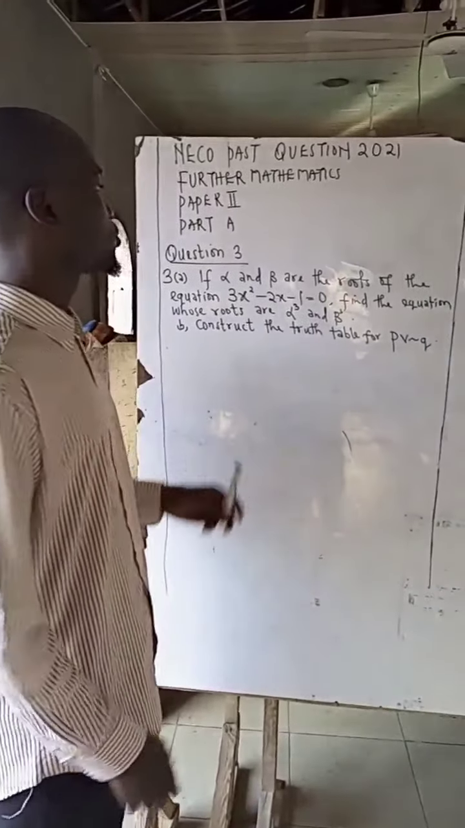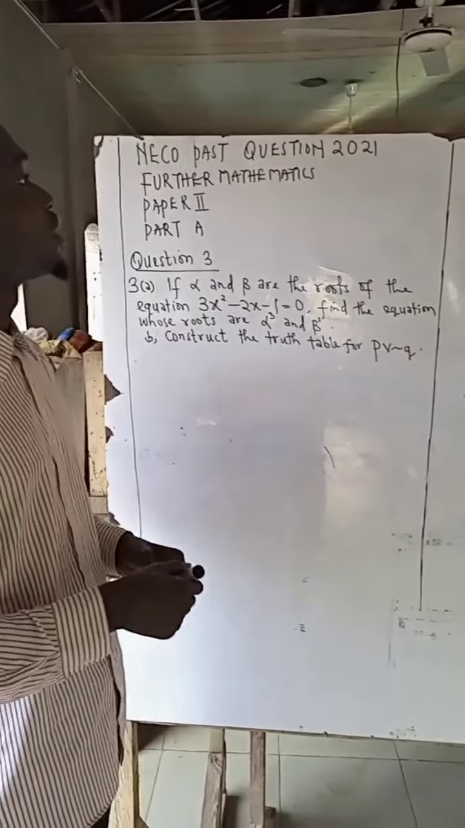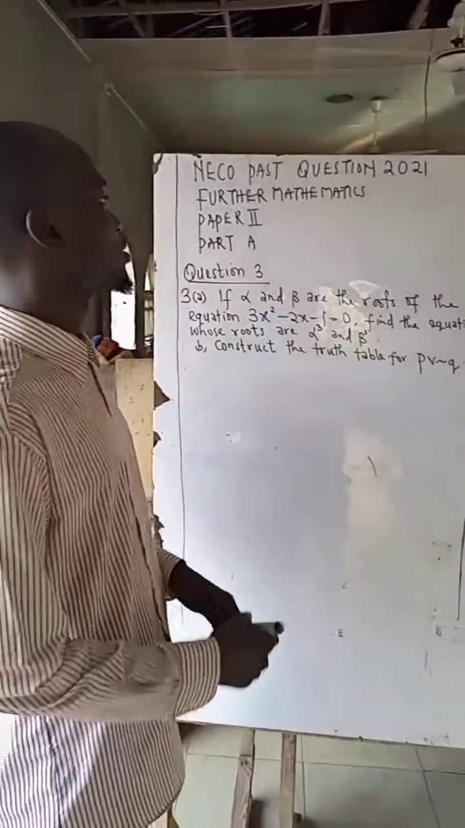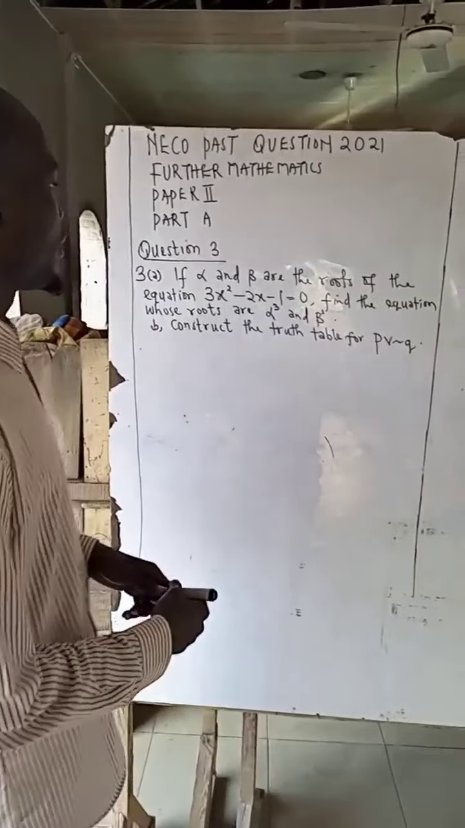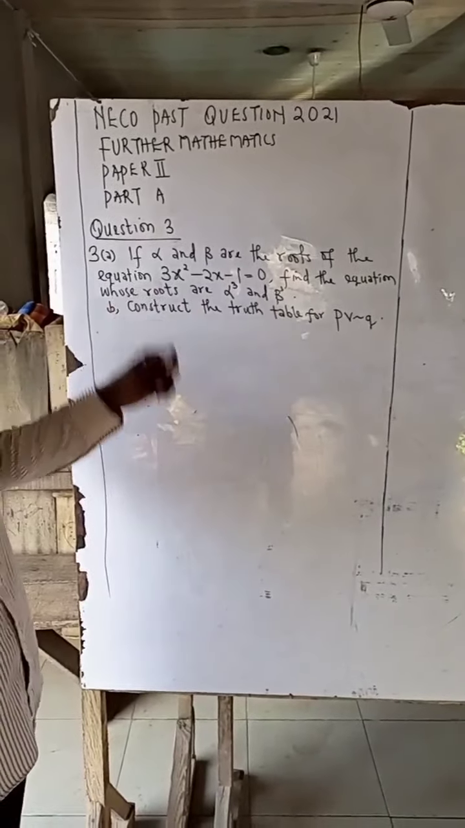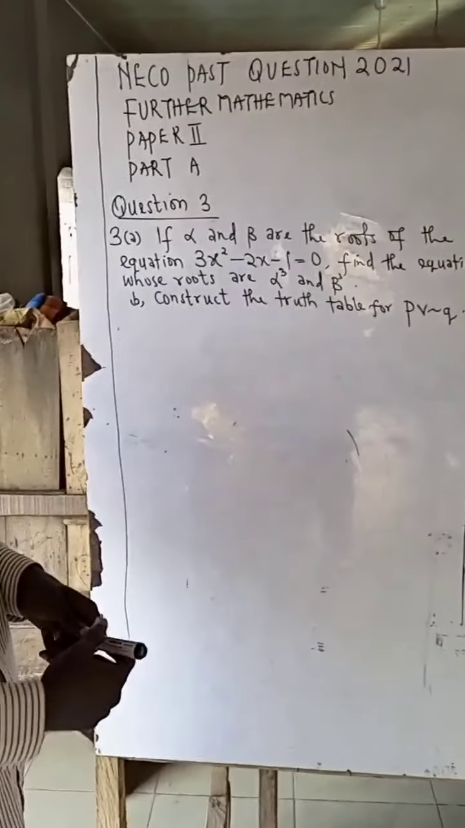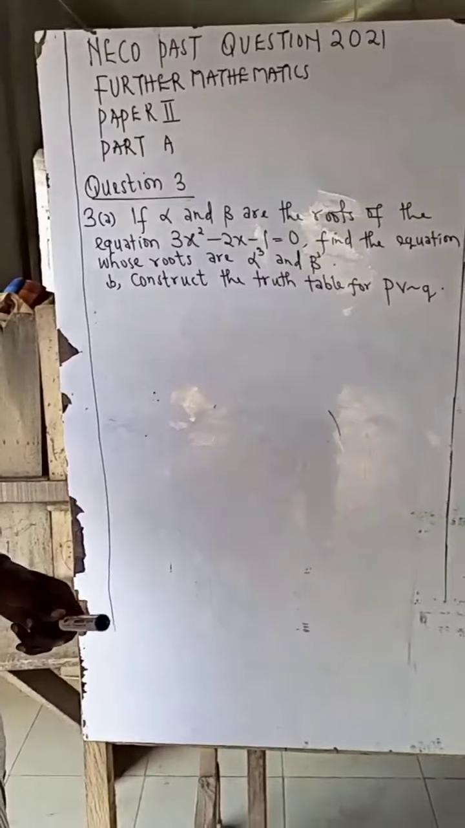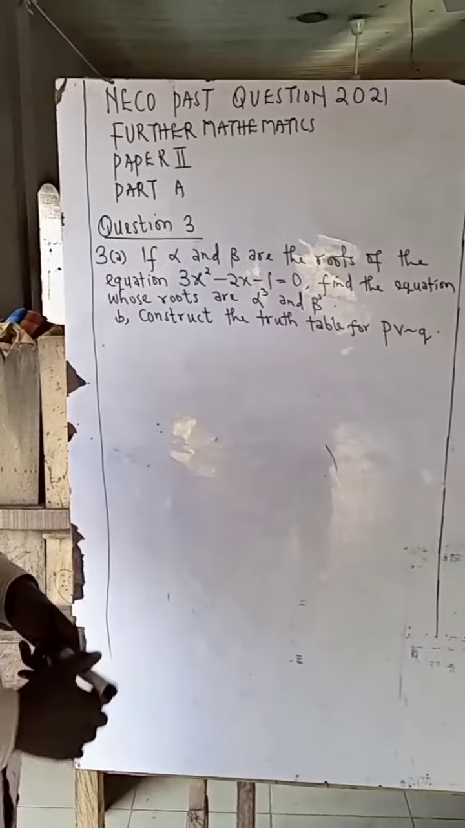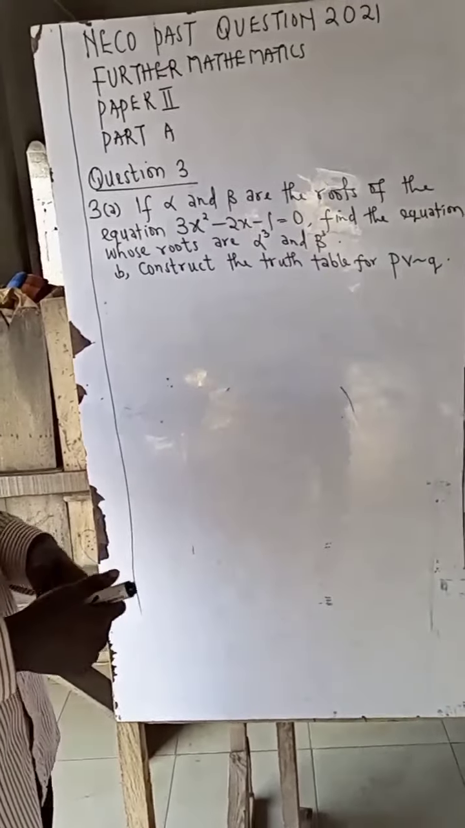In this video, we'll be solving question 3 of the past question NECO examination 2021. So this is further mathematics paper 2 part A. And the question says if alpha and beta are the roots of the equation 3x squared minus 2x minus 1 equal to 0, find the equation whose roots are alpha cubed and beta cubed. And this question A is on quadratic equation, sum of roots and product of roots.